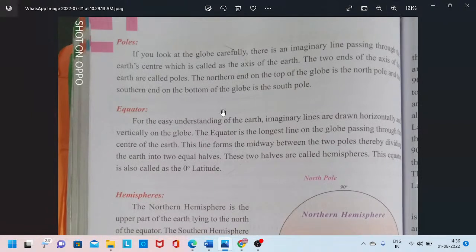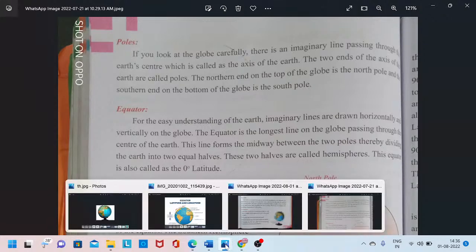So what is meant by poles? If you look at the globe carefully, there is an imaginary line passing through the earth's center, which is called the axis of the earth. The two ends of the axis of the earth are called poles. The northern end at the top of the globe is the north pole, and the southern end at the bottom of the globe is called the south pole.